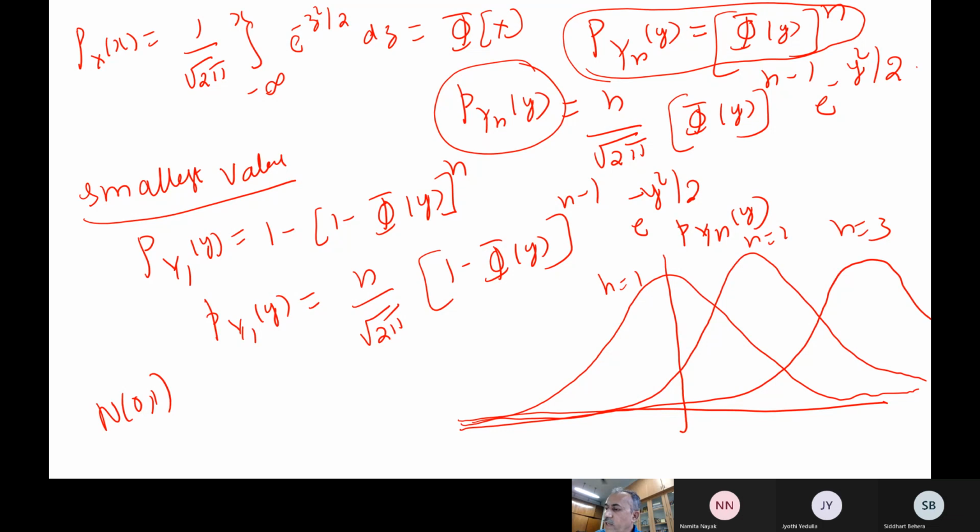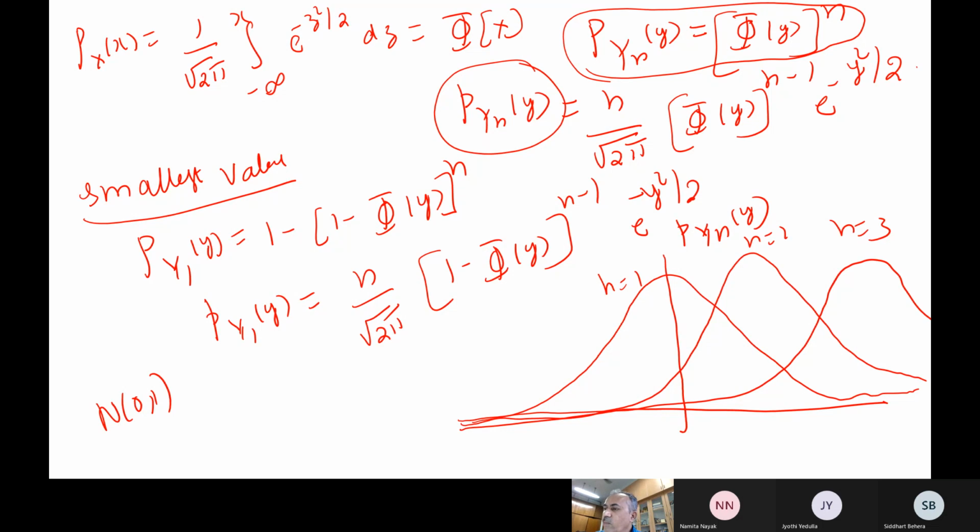Like this, you can work it out. If I have normal, what happens to the largest value? If I have log normal, what happens to the largest value or smallest value? If it is exponential, what happens to the largest, what happens to the minimum value? This you can easily find out, and you can get these numbers also. So this also you can try.